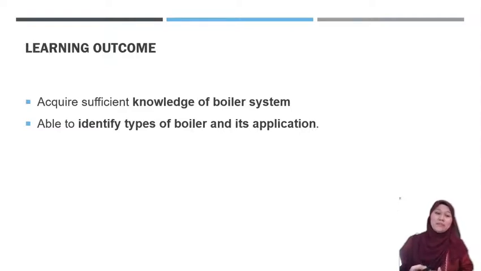Okay, for the learning outcome of this chapter, we need to know the knowledge or the basic principle of the boiler itself, and also we need to be able to identify the types of boiler and their applications. It can be used in the domestic setting, for hot water and heating purposes, or it can be used in the industry.